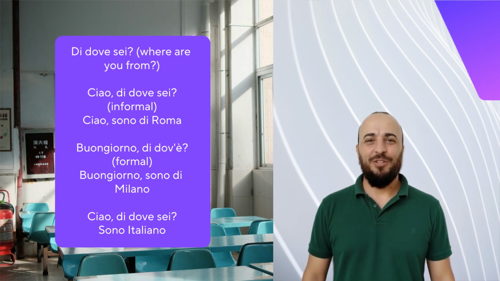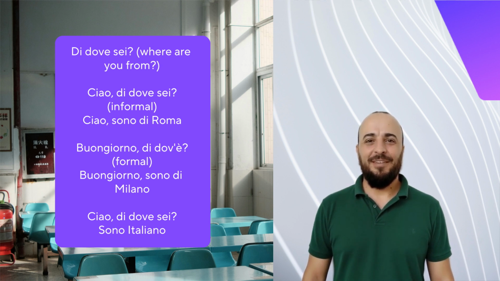Asking and saying where you are from. Di dove sei? In Italian, to say where you are from, we use the verb essere plus a preposition plus a place or nationality. This structure is very common in introductions.